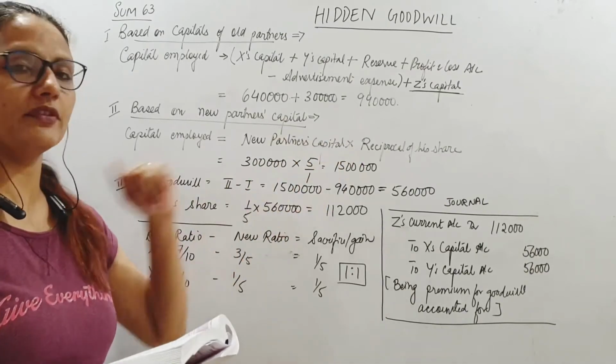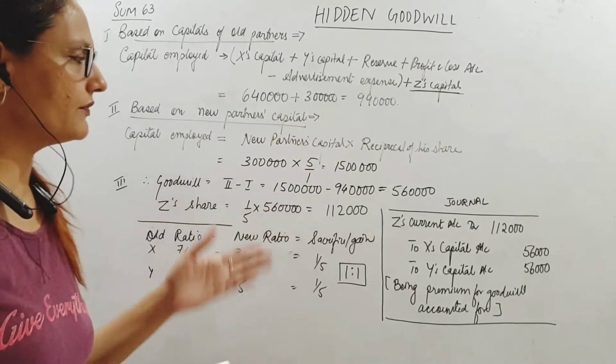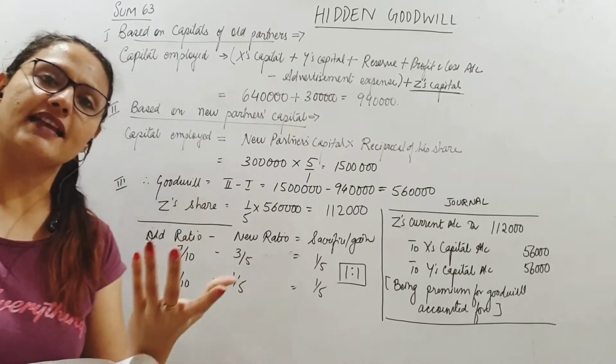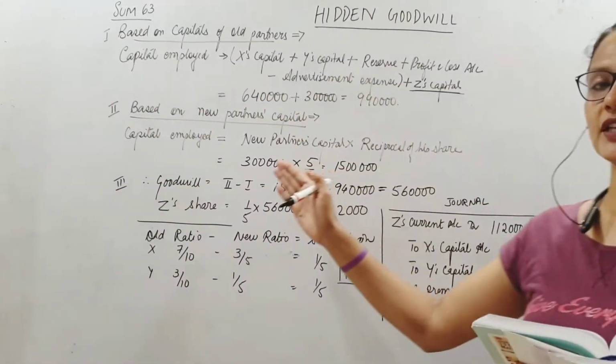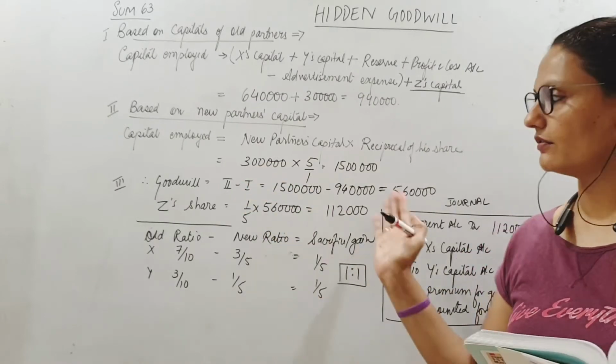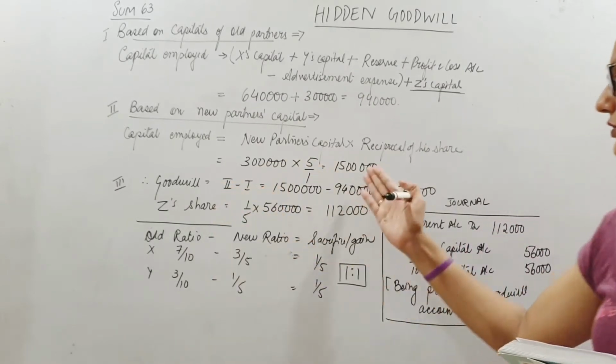Into multiply, get into 15 lakhs. Okay? It's just the same thing. If you do not understand the reciprocal thing, take it as X. Total capital hai X. Uska 1/5 hona chahiye, 3 lakhs. Therefore, X kitna hua? 5 times 3 lakhs. So, this is 15 lakhs.